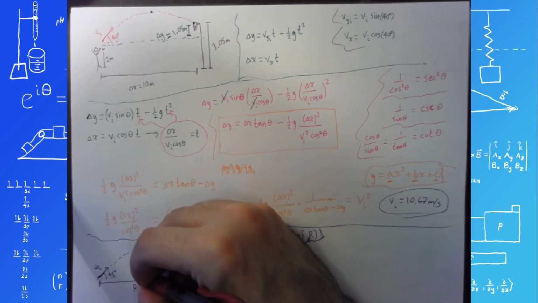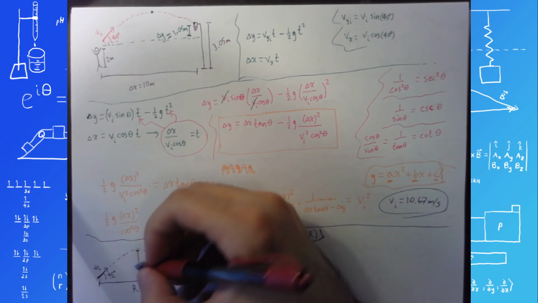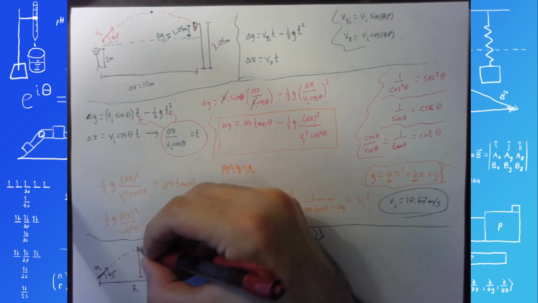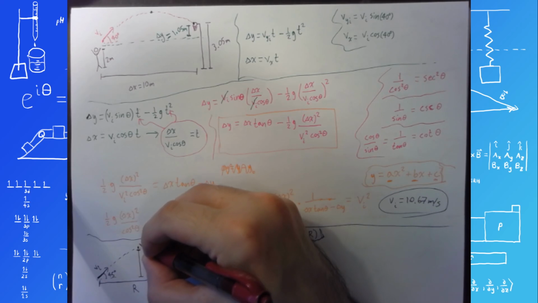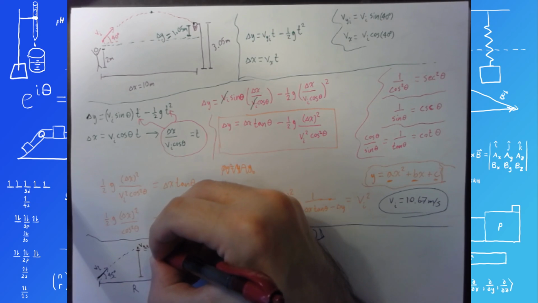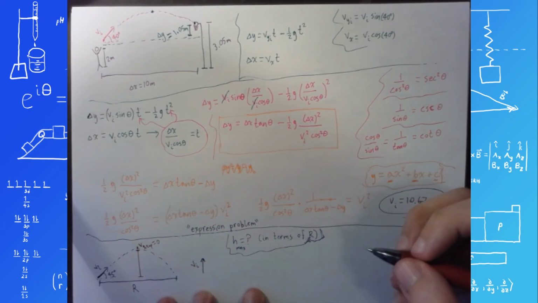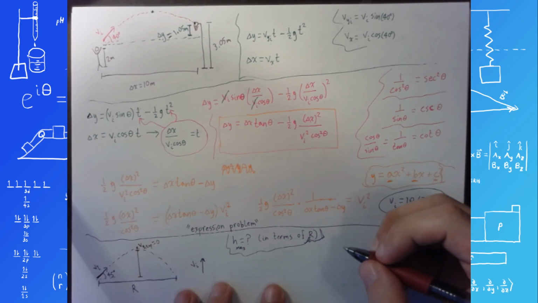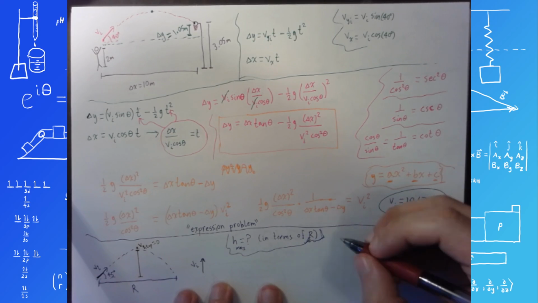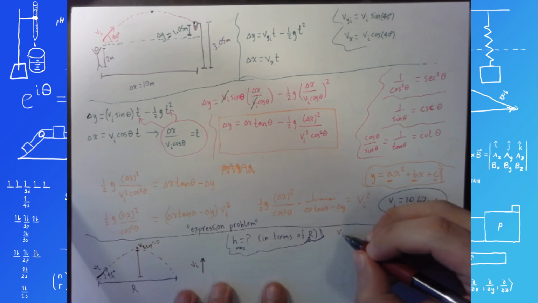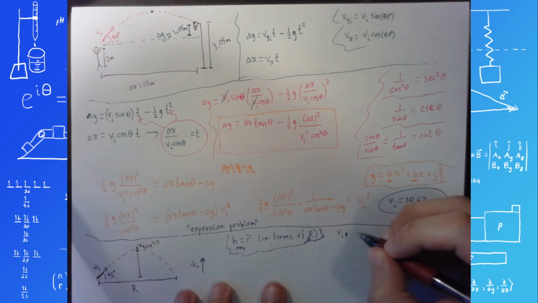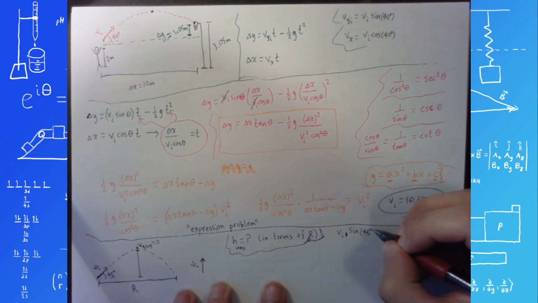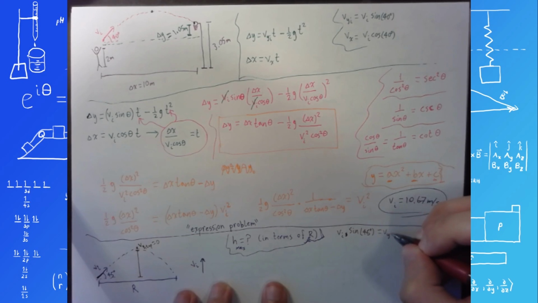I'm going to do this, split it at the top, and say that Vy top is equal to 0. And I'm going to say Vy initial is going to be V initial sine of 45. So V initial sine of 45 is equal to Vy initial.